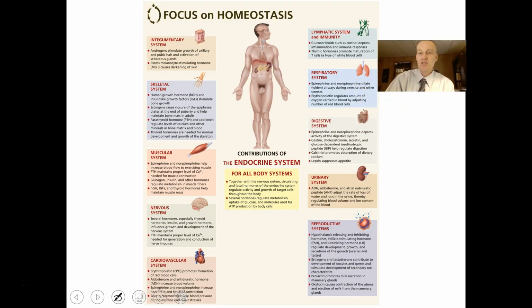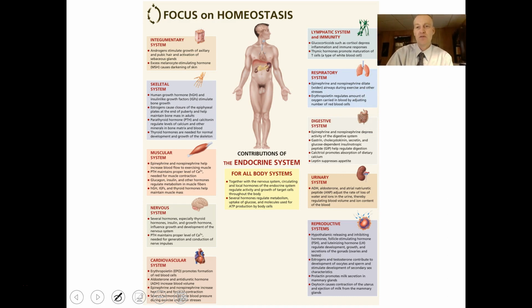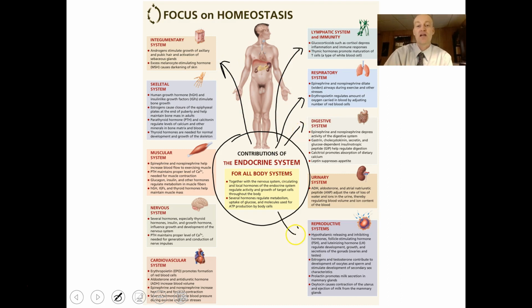So it's always important, when we study different systems of the body, that you understand that no system stands by itself, but every system has effects on every other system. So I encourage you to make sure you look at this graphic, print it out and look at it, and see how the endocrine system affects the integumentary, the lymphatic, the respiratory, digestive, reproductive, cardiovascular, nervous, muscular, skeletal. So all the systems are influenced by the endocrine system.